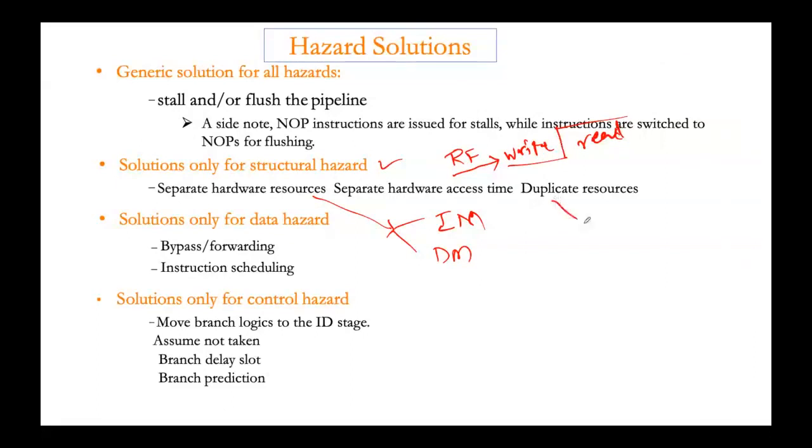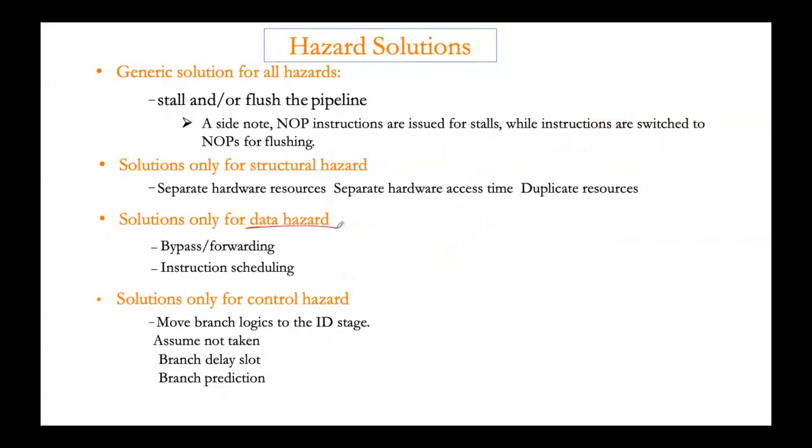And the third solution, we identified that if these are not possible, you can increase the resources, duplicate the resources. That means you can have multiple memories and multiple registers. And in the data hazard case, we have found the solution of bypass or forwarding.